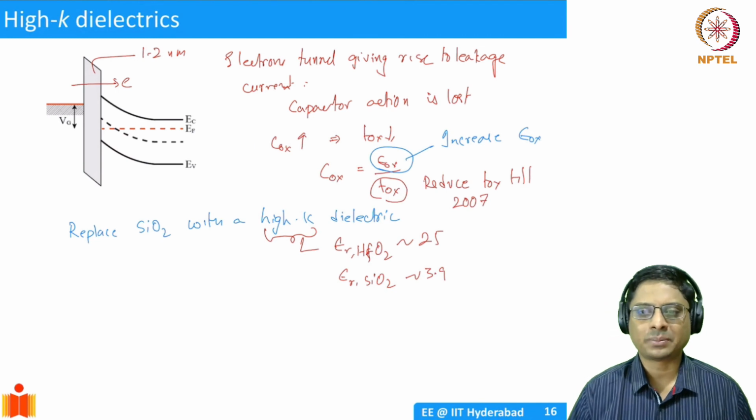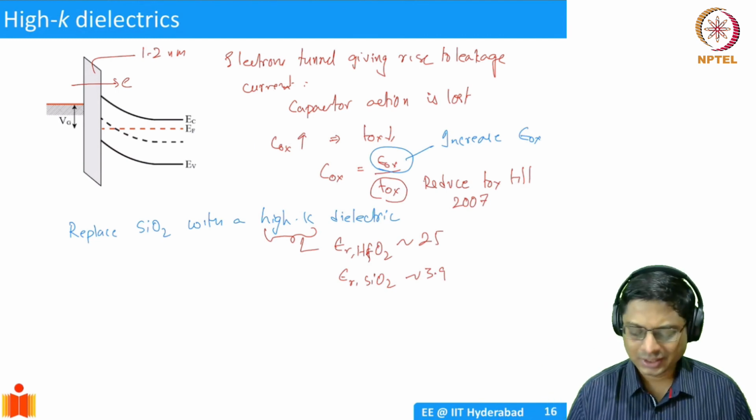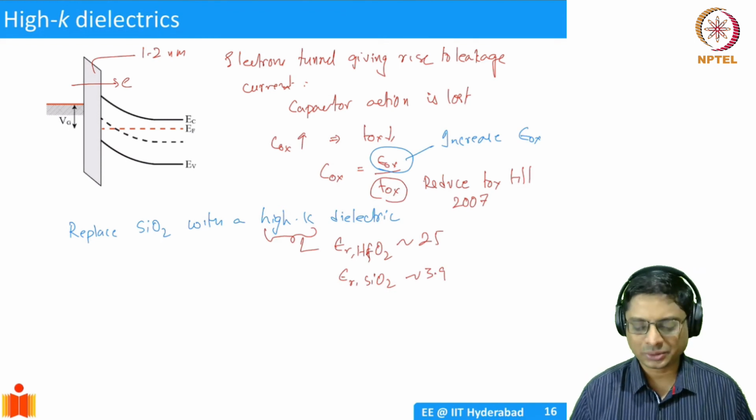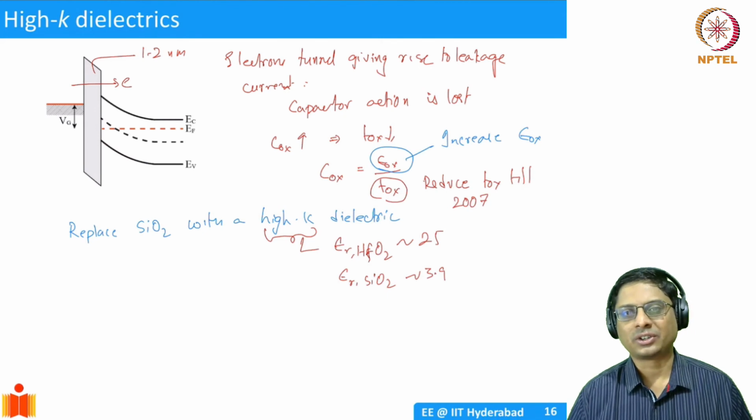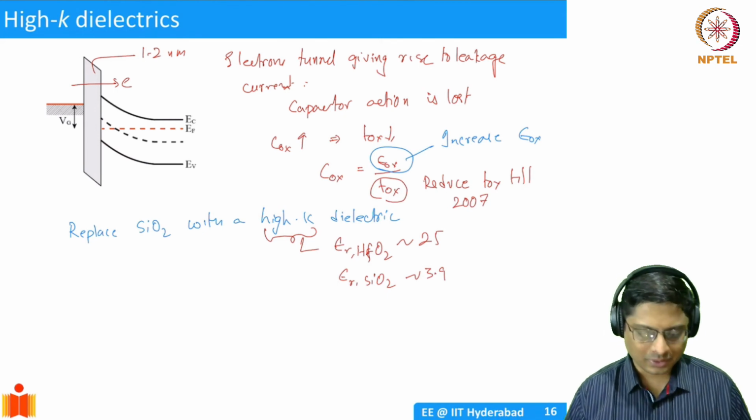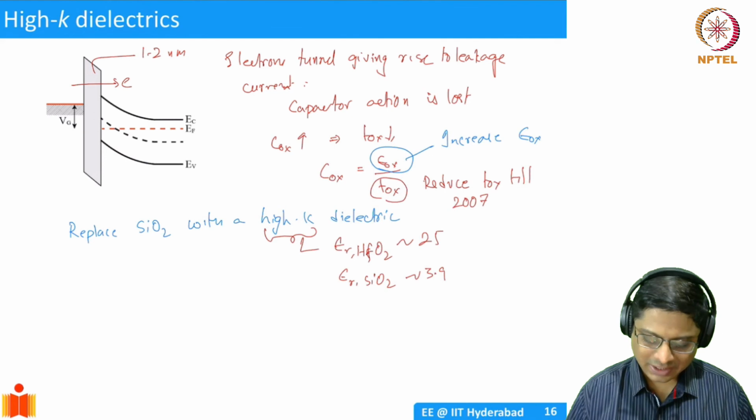Okay, that was the approach that was finally demonstrated. It's been known since, I think, the early 90s. But finally, Intel managed to demonstrate it in 2007. The Intel Penryn processors, right, 45 nanometer technology, was actually based on this. So we replace this by high K dielectric.